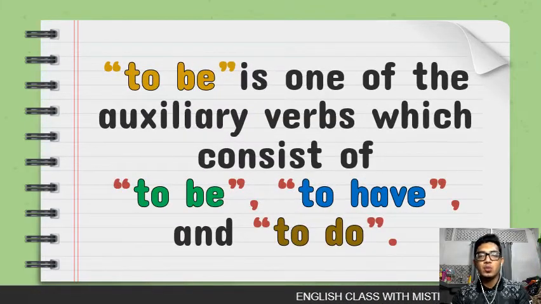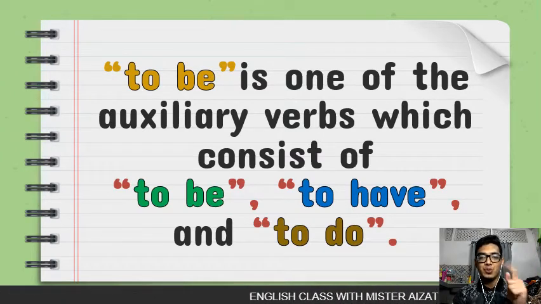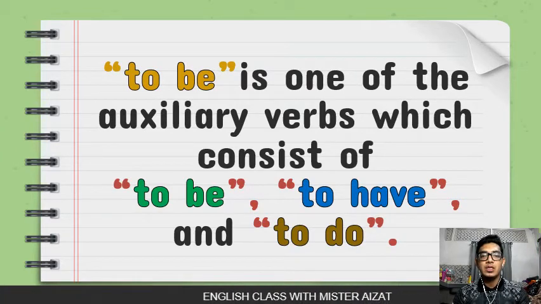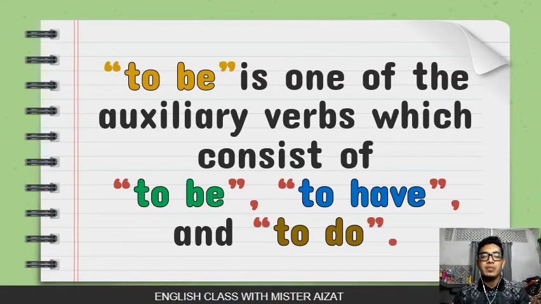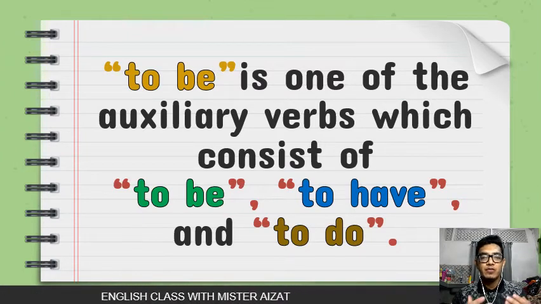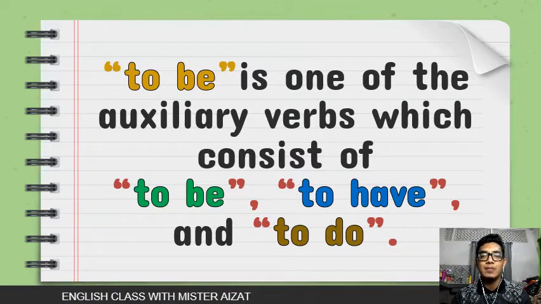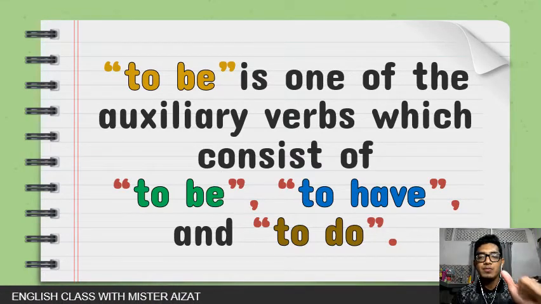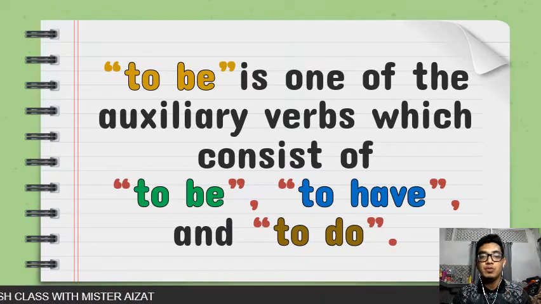Verb to be is one of the auxiliary verbs, which consist of to be, to have and to do. So to be ni adalah salah satu daripada auxiliary verb. So apa benda auxiliary verb ni? What is auxiliary verb? Auxiliary verb is a helping verb which helps the main verb. Auxiliary verb ni adalah kata kerja penolong yang mana dia menolong kata kerja yang asal. So under auxiliary verb, there are 3 things: to be, to have and to do. But as for today, we are going to focus on verb to be.